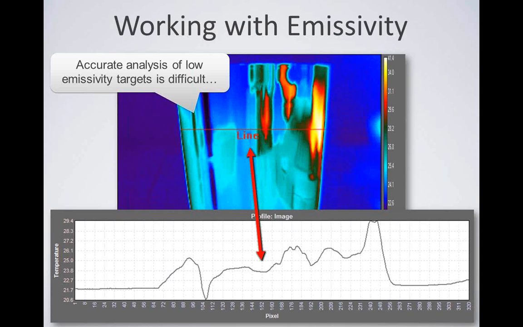Unfortunately, this apparent variation is a lie. In reality, there is no thermal variation across the surface of our stainless steel cup. The apparent variations are a direct effect of low emissivity and reflected radiation. As a general rule, targets with low emissivities below 0.5 are difficult to measure, and targets with very low emissivity below 0.2 are very difficult and sometimes impossible to measure.